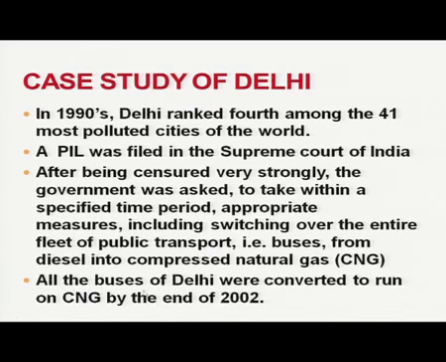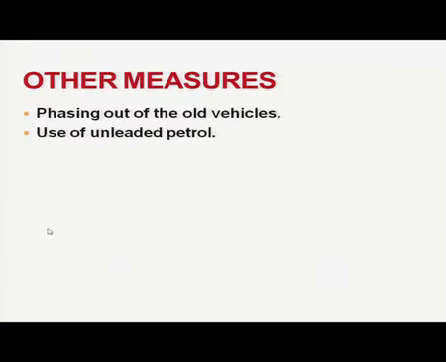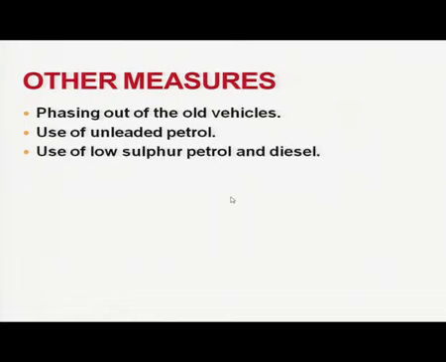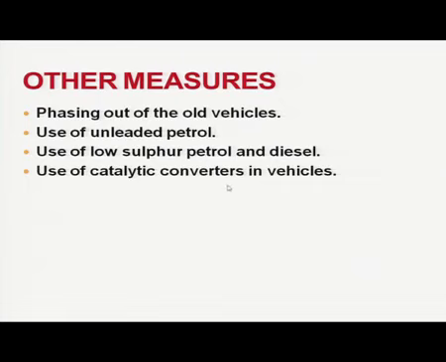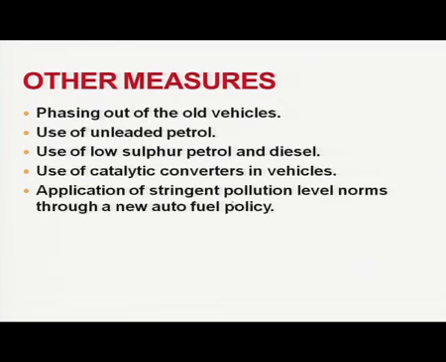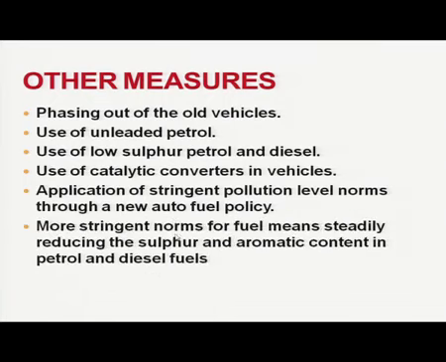All the buses of Delhi, including the autos and the taxis, were converted to run on CNG by the end of 2002. Along with this, the old vehicles were phased out. Use of unleaded petrol was encouraged, use of low sulfur petrol and diesel was encouraged, use of catalytic converters in vehicles, and application of stringent pollution level norms through a new auto fuel policy which was introduced. More stringent norms for fuel means steadily reducing the sulfur and aromatic content in petrol and diesel fuels. We will be learning about them too in our further slides.